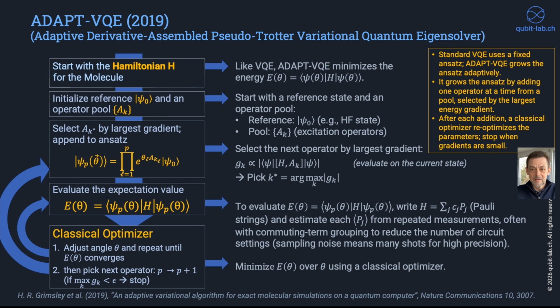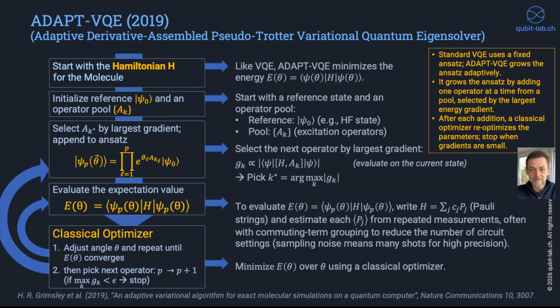With ADAPT-VQE, the goal is the same as VQE. Minimize the energy of a trial state, E of theta equals bra psi of theta, H, ket psi of theta. The big change is how we choose psi of theta. In standard VQE, we pick a fixed circuit layout up front and only tune its parameters. ADAPT-VQE starts much smaller, from a simple reference state, and then builds the ansatz as it goes. We begin with a reference wave function, typically something Hartree-Fock-like, and an operator pool, a menu of physically motivated excitation operators. Then we ask a very specific question.